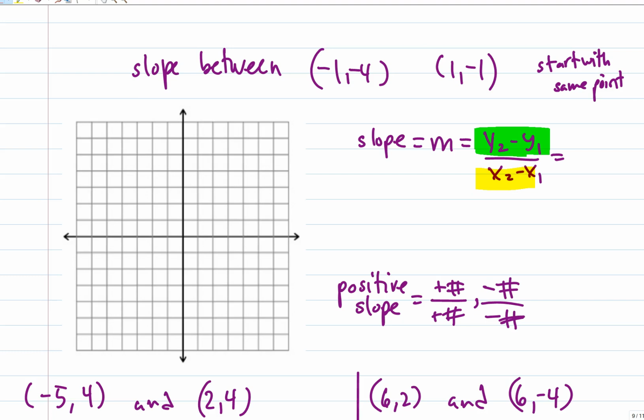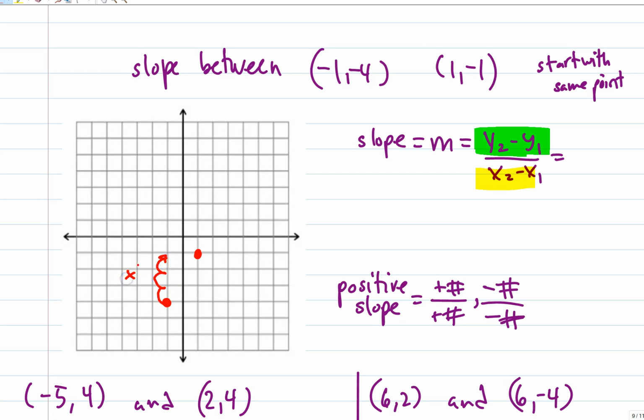Can you plot the point -1, -4? That's what we started with yesterday, right? Go 1 to the left and down. Plot that point. Can you go 1, -1? 1 to the right and down. So if I wanted the slope between these 2 points, could you count the rise over the run? Could you count the change in y over the change in x? What is the rise? How far up do I go between these?